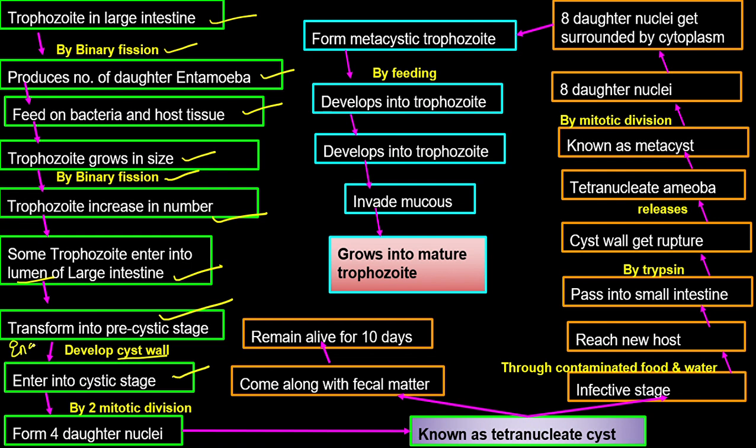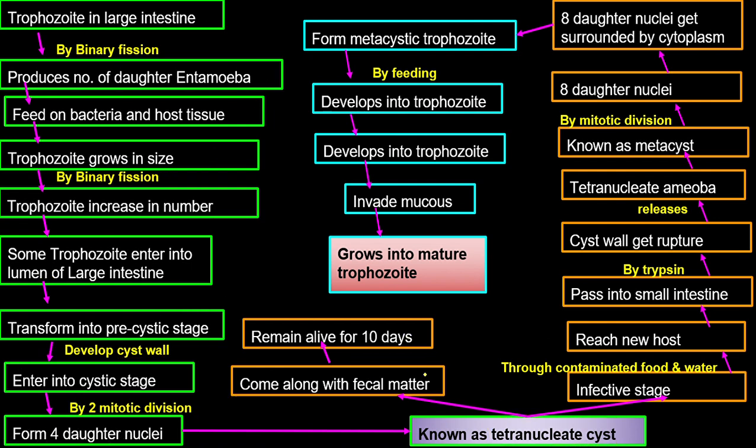Okay, this process we call it as excystation, spelling I'm forgetting, just write it out. Okay, excystation. Now enter into the cystic stage. After that, 2 mitosis division takes place and 4 daughter nuclei are produced, and this 4 daughter nuclei overall we call it as tetranuclear cyst, which is basically the infective stage, and it comes out through the fecal matter.